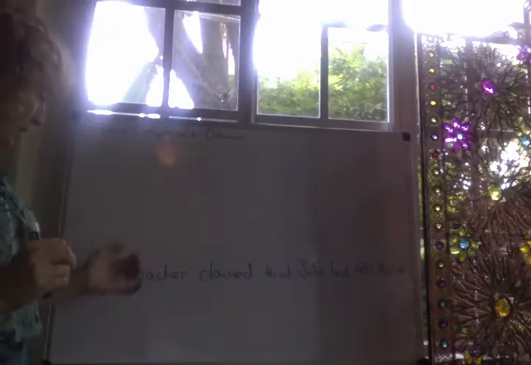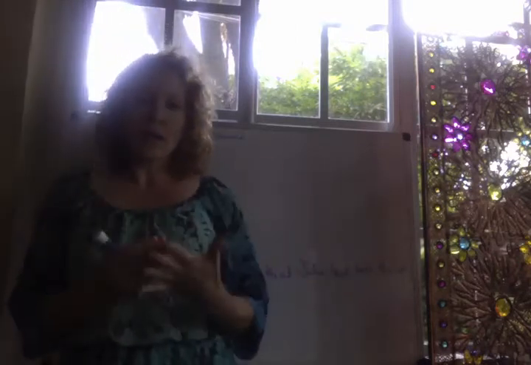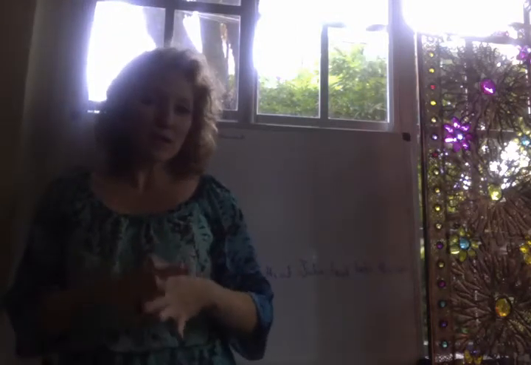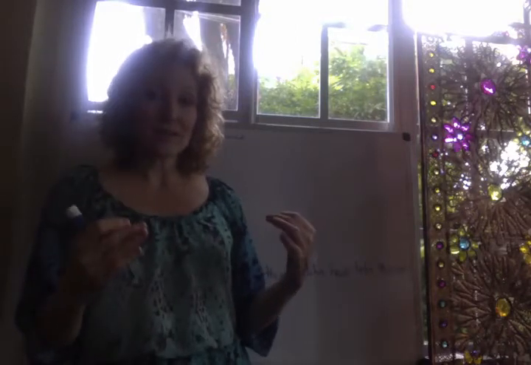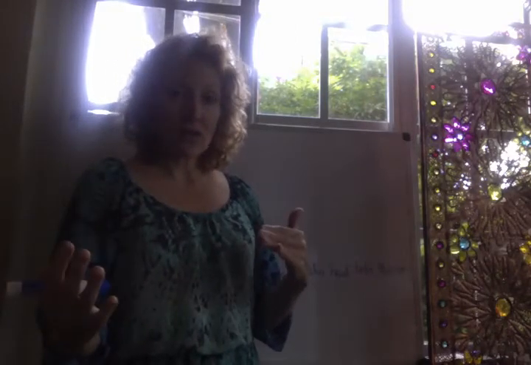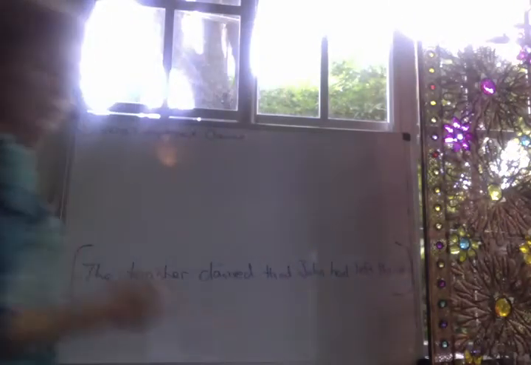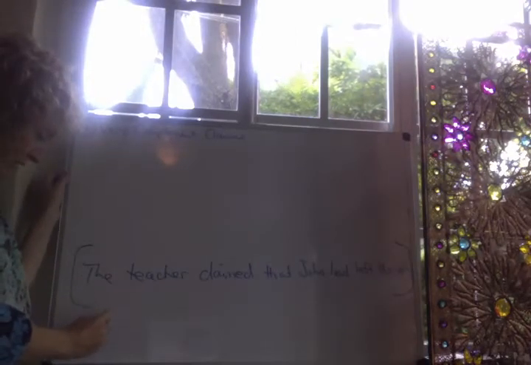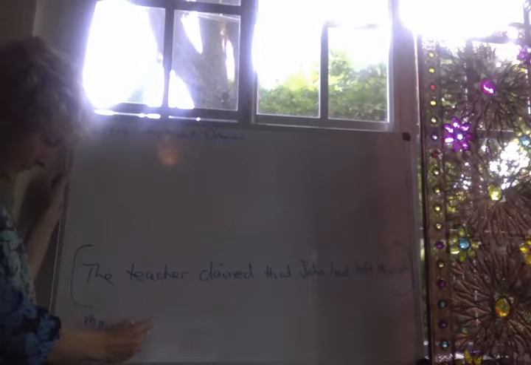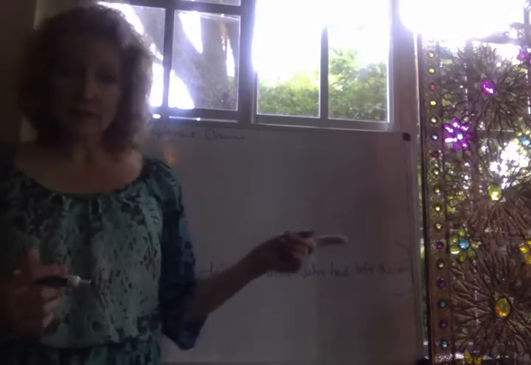So for example, when you have the teacher claimed that John had left the room, the way in which you're going to approach any embedded clause structure will always be the same. The first thing that you want to do is identify what is the main clause, right? So the main clause, as we know, is going to be comprised of everything within the whole sentence. So our main clause here is, the teacher claimed that John had left the room.